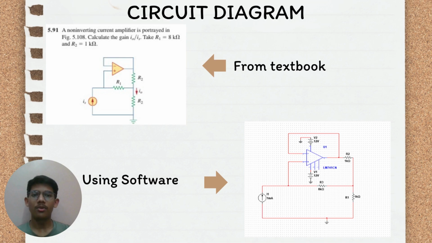So for the circuit diagram we use, which is a non-inverting current amplifier. From the textbook, a non-inverting current amplifier is portrayed in the figure below. So we calculate the current gain. R1 is given as 8 kilo ohm and R2 as 1 kilo ohm. Below, we are using software, which one of my teammates did using Multisim. We apply the circuit from the textbook to Multisim. The amplifier code was LM741CN. We use this amplifier for this project.